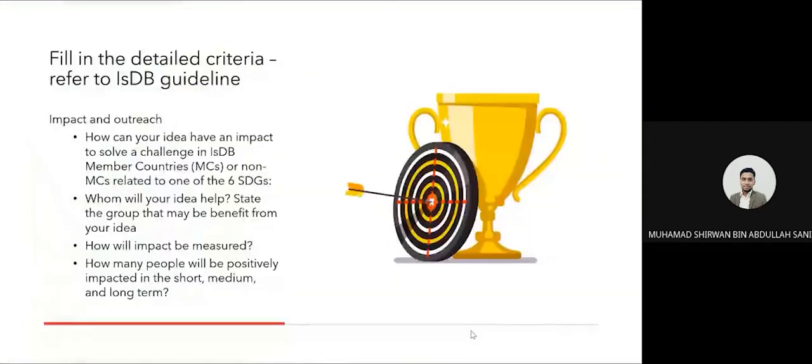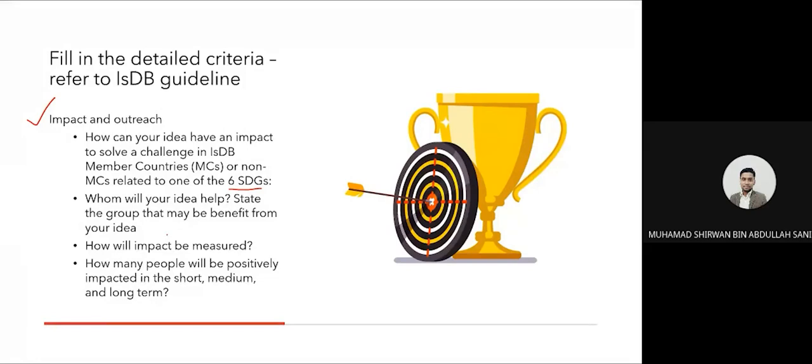Okay, and then you also need to fill in information related to your research or your proposal on impact and outreach. How can your idea give an impact to solve challenges in Islamic Development Bank member countries? So if you go to the guideline, they already highlighted what the ISDB member countries are. Yeah, and then you need to focus on these 6 SDGs as have been highlighted previously. Okay, so who will you help using your idea?